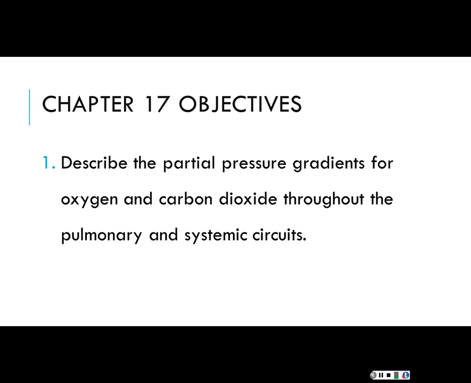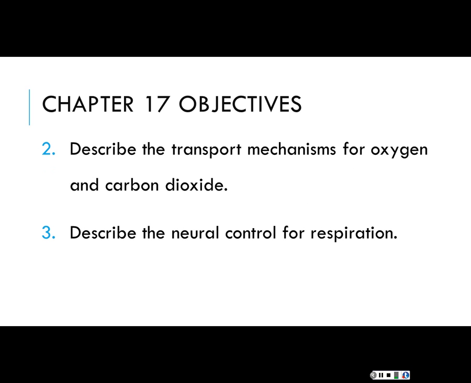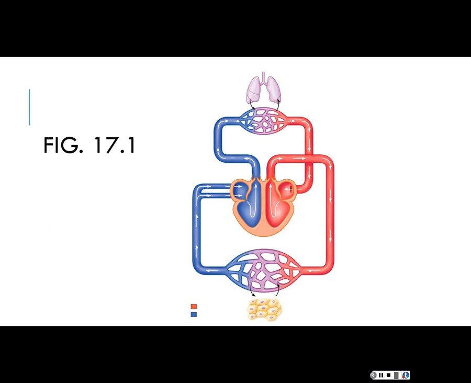So we're going to review the partial pressure gradients that exist, right, for each carbon dioxide and oxygen between our pulmonary and our systemic circuits. We're going to talk about the mechanisms, the way that oxygen and carbon dioxide are transported. We now know, thanks to lab, they're not just transported as just plain old oxygen or carbon dioxide, right? Bound to hemoglobin or something else. And then we'll review a reflex for the control of respiration.